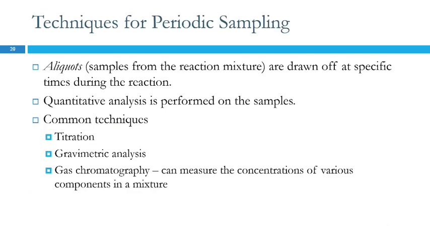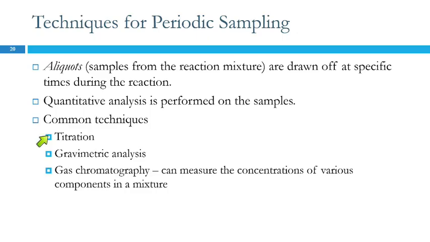For periodic sampling, you need to take a part of the reaction mixture out and test it. And that part that you take out is called an aliquot. I'm not going to test you on that word, but it's going to show up in different places, and you're like, what the? It's not like a tourniquet or anything. It's aliquot. It's just a sample. So you take samples off at particular times, and then you test them. It's called quantitative analysis. How much quantity of this thing is in here? Common techniques include titration, gravimetric analysis, and chromatography.